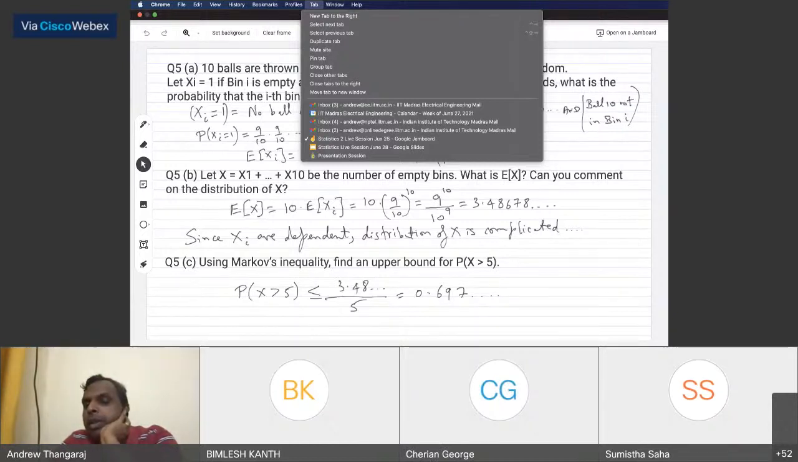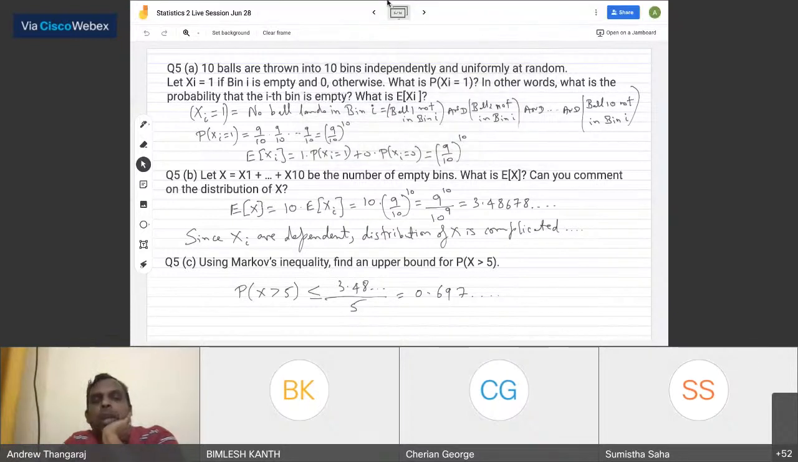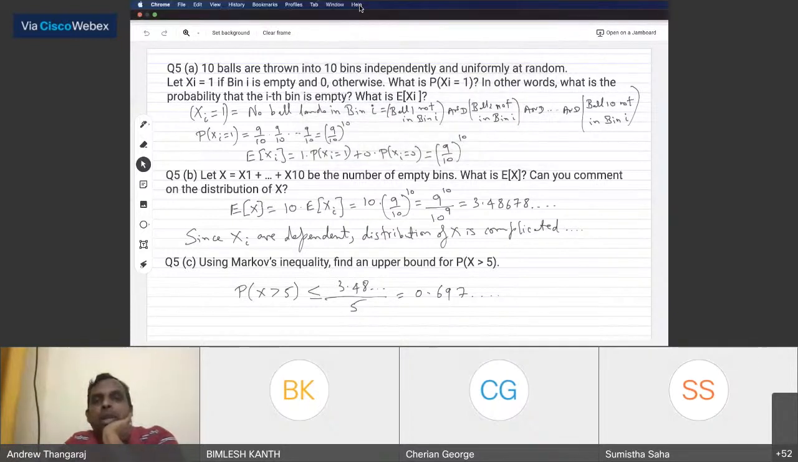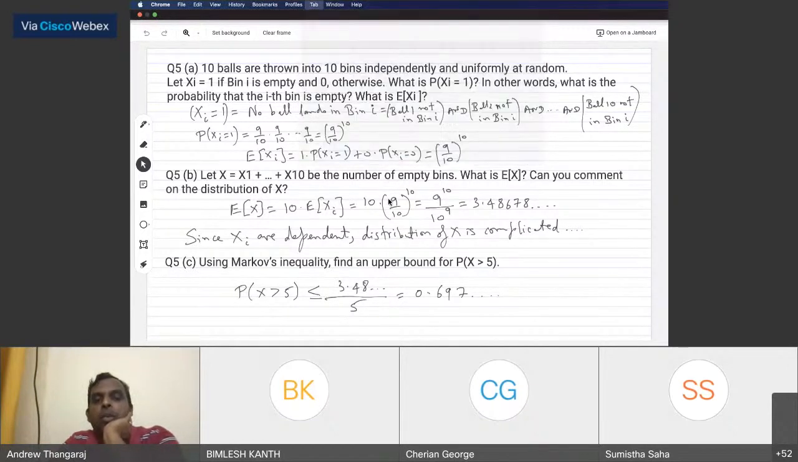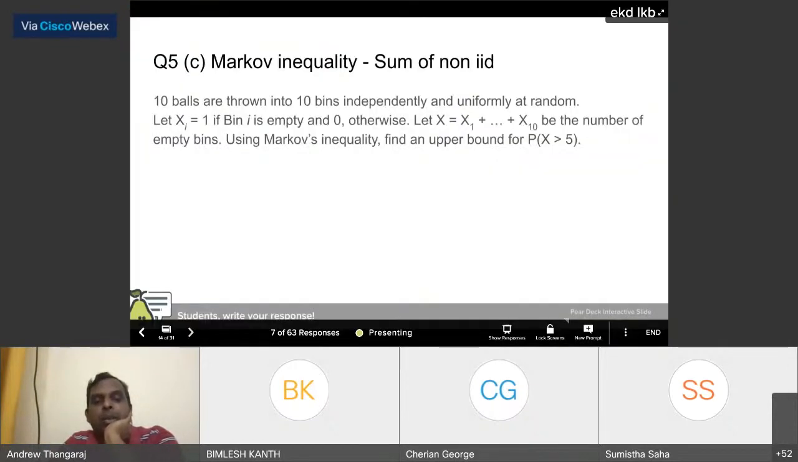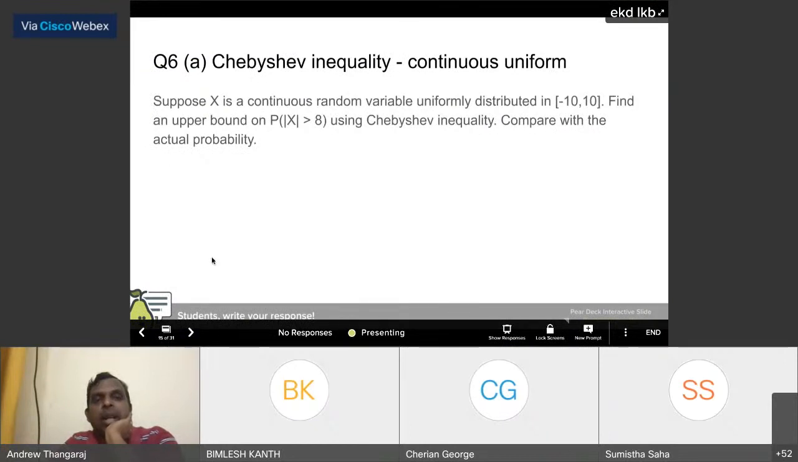Yeah, so I think Rajiv has given an explanation for why they are dependent. It's absolutely right. So that's one thing. Okay, so this is a situation where one can use Markov inequality. Okay, so we're now going to move on to Chebyshev. It's about 1 hour into the session, so it's a good time to jump into Chebyshev.